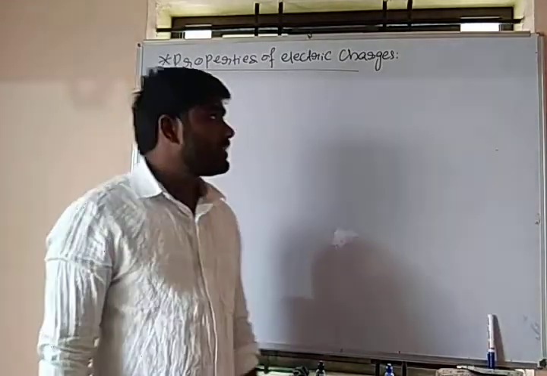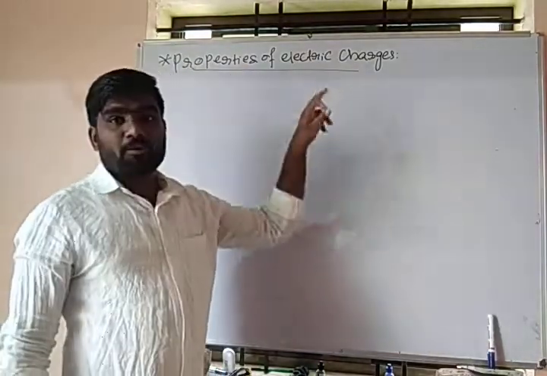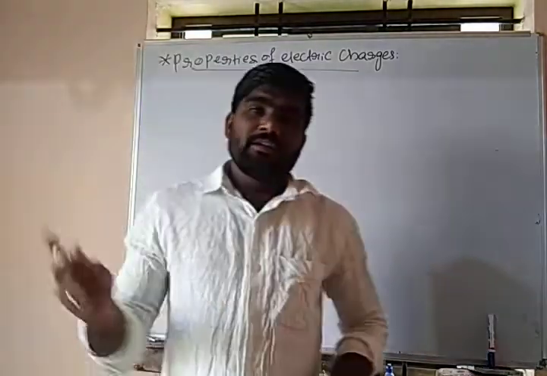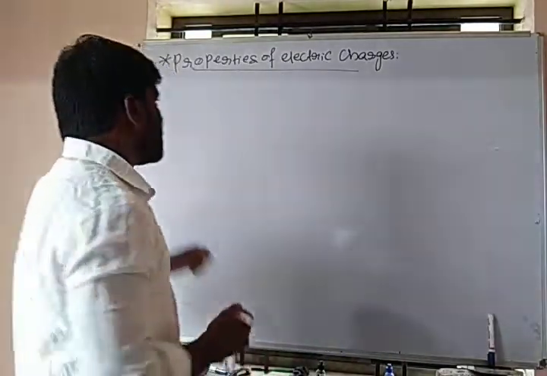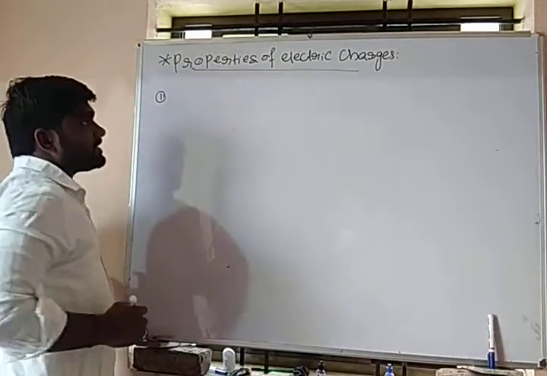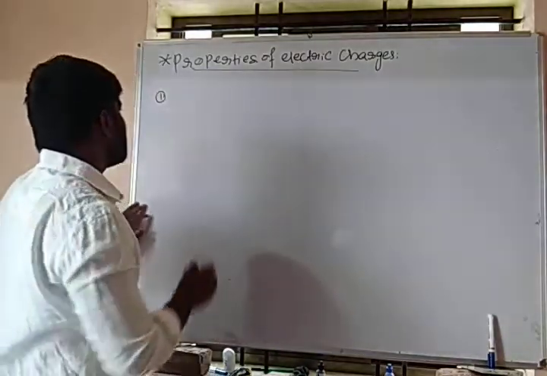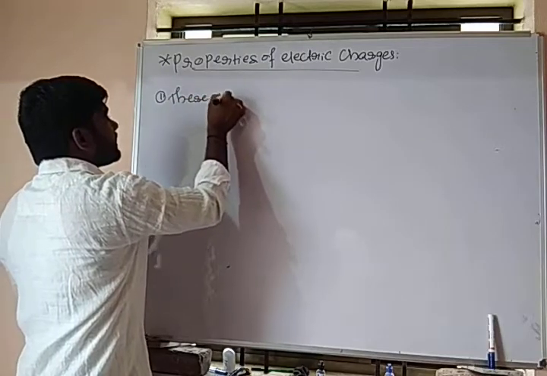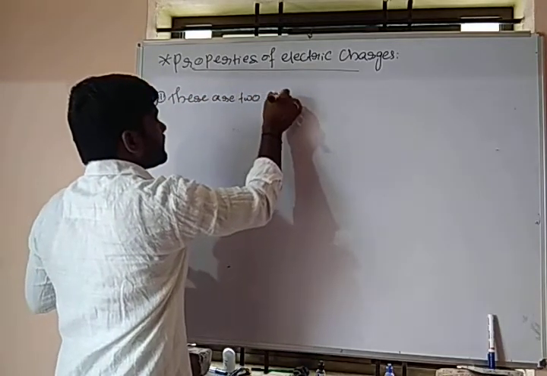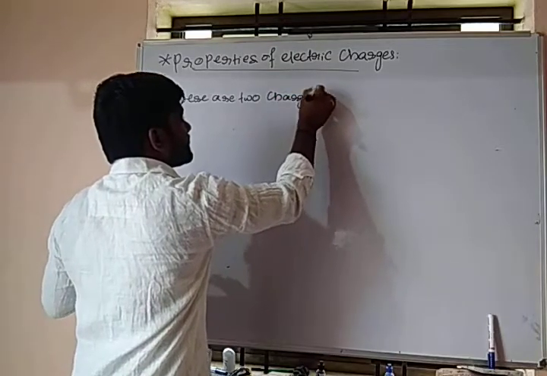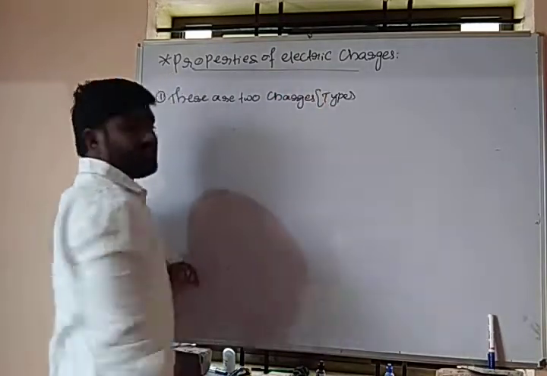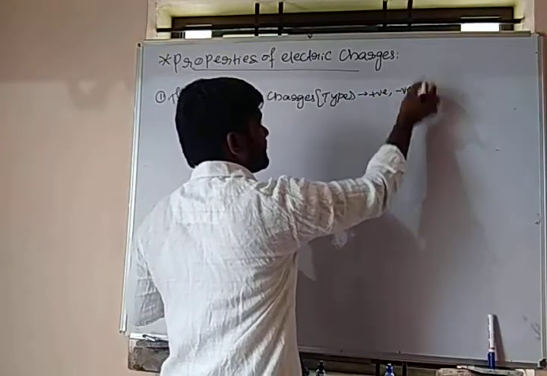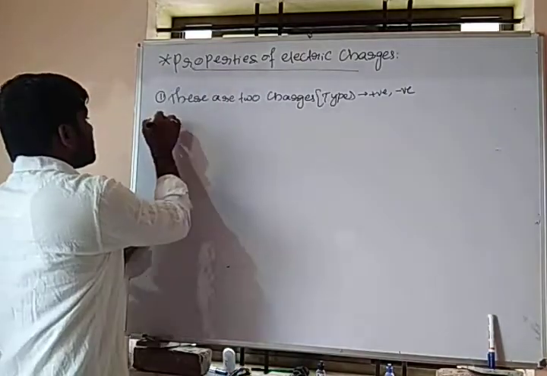Okay, dear students, let's see what are the properties of electric charges. The first electric charge property is that there are two types of charges. The first type is positive, the second one is negative.